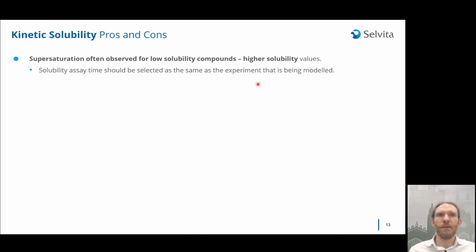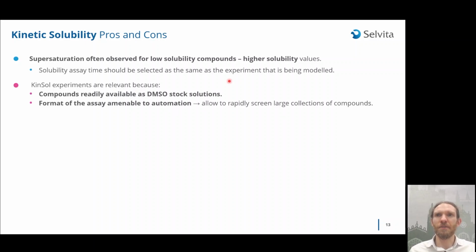If we apply the incubation time, then we may measure more reliable data. Often it is recommended to have the assay time that is similar to the time of the experiment that is being modeled. Then we will have the value that is informative for any assays that are of interest.